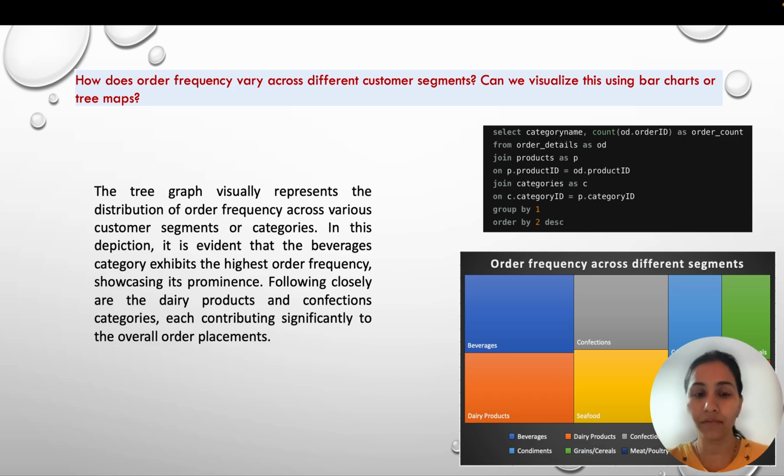So from this tree graph we can conclude that beverages and dairy products have the maximum number of orders, which means the order frequency is maximum, whereas the other categories have fewer order frequencies.